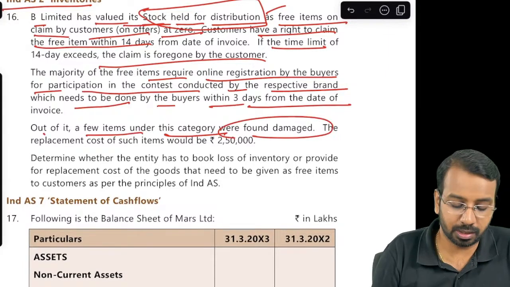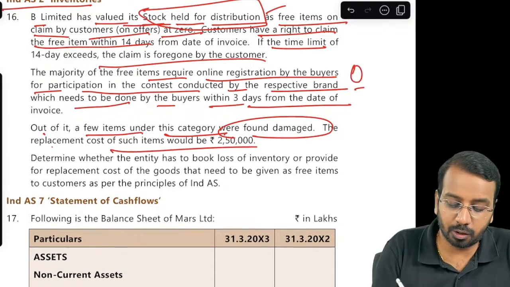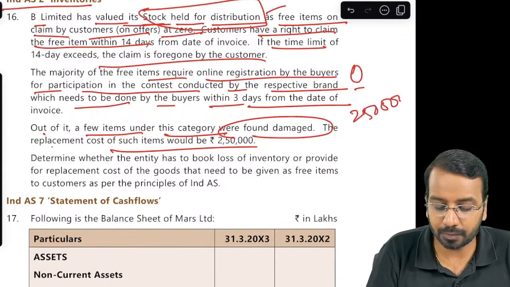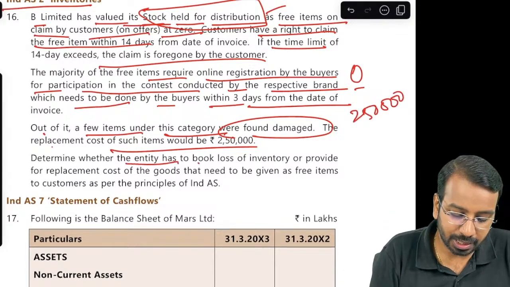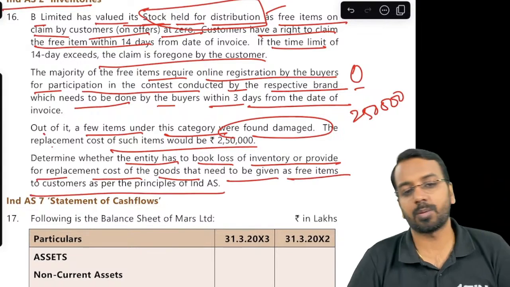So there is damage in the free items. Replacement cost is 250, and I am already valuing it at 0. That 0 item has also got damaged, and now I have to incur a cost of 2,50,000. Determine whether the entity has to book a loss of inventory or provide for the replacement cost of the goods that need to be given as free items to the customer, as per principles of finance.